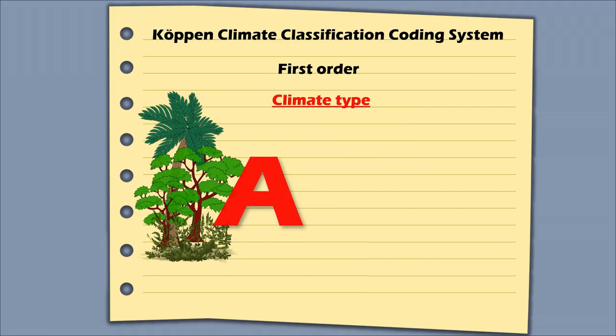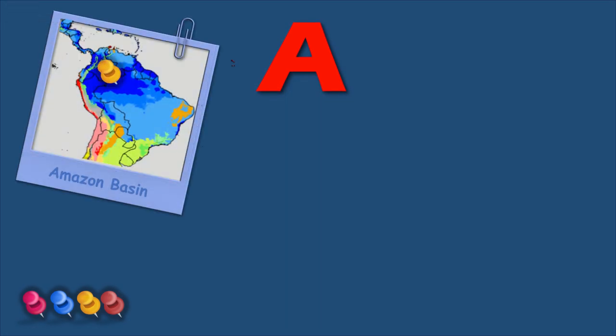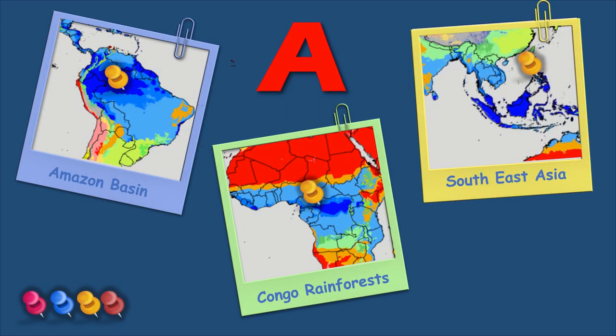First is A, which means humid tropical, which are basically winterless climates, with all months having a mean temperature above 18 degrees Celsius or 64 degrees Fahrenheit. These climates support dense rainforests and rich biodiversity. Examples of this type are the Amazon Basin, Congo rainforest, and Southeast Asia.